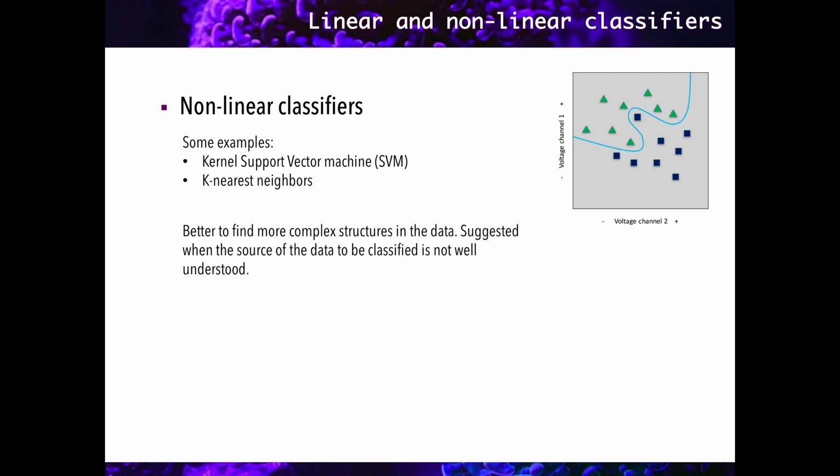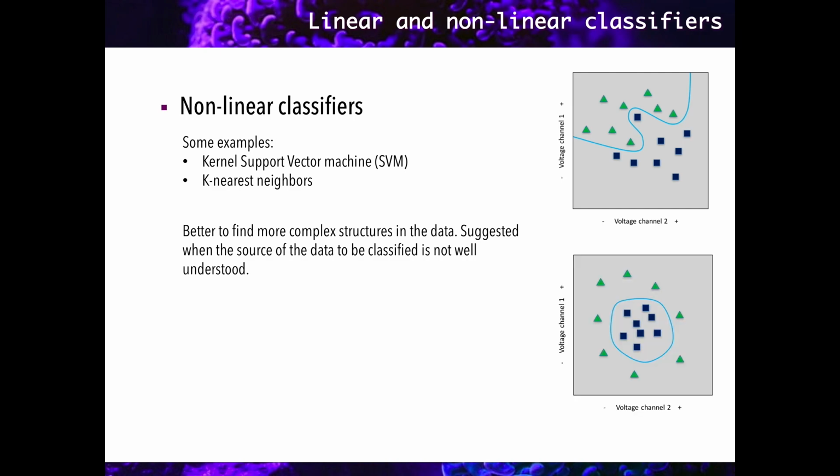Nonlinear classifiers are a really good option to find a more complex structure in the data. For example, in this case, a linear classifier will have problems dividing the data using a line, right? However, a nonlinear classifier will be able to create an accurate model.